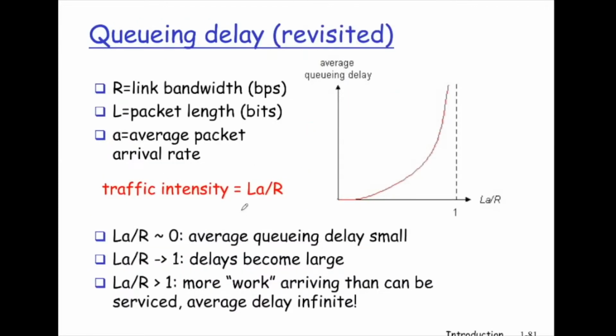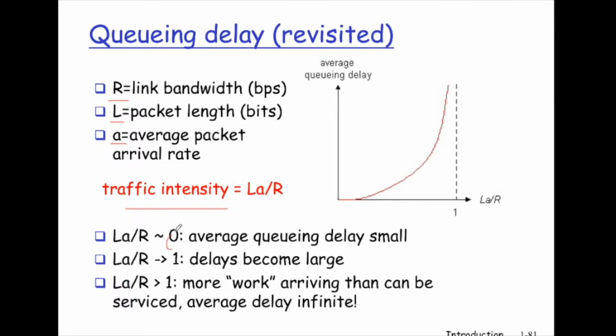Just to give you a sip of how hard it is, let's define again R being the link bandwidth, L being the packet size. Let's add one more variable, the average packet arrival rate A. So L multiplied by A is the average bit arrival rate. That is also the incoming traffic rate. R is the outgoing traffic rate. So we could define traffic intensity as LA divided by R.